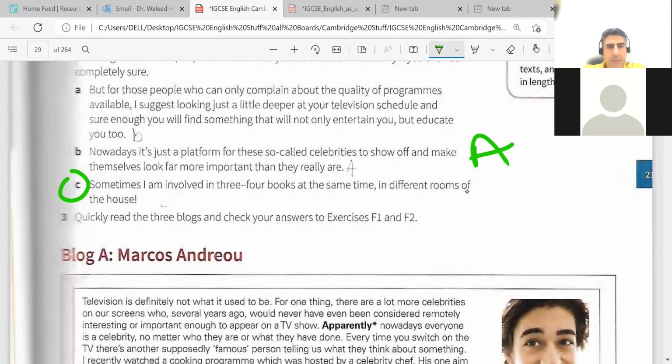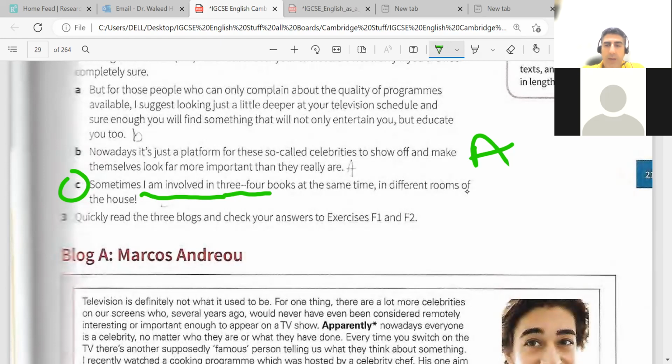It will be C. Yes, of course. I am involved in three or four books at the same time, mashallah, in different rooms of the house. So this guy, the person who is retired, can read three or more books at the same time. He can find a book in his bedroom, another book in the living room, another maybe in the dining room, another maybe in his yard. So wherever he goes inside the house, he has a group of books, right?